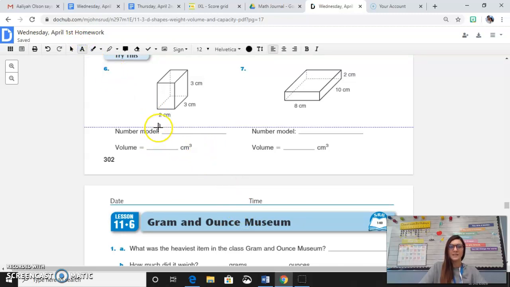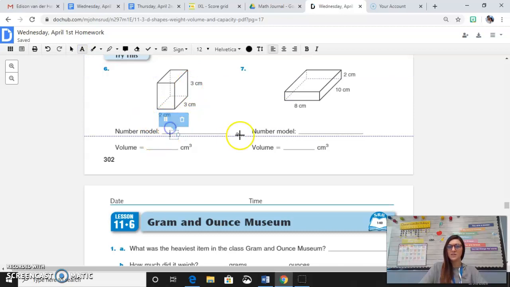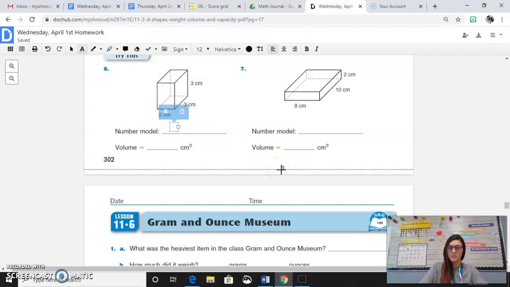And it says number model, how would you find the volume of this? If you're just timesing the 3, all you're doing is 2 times 3.